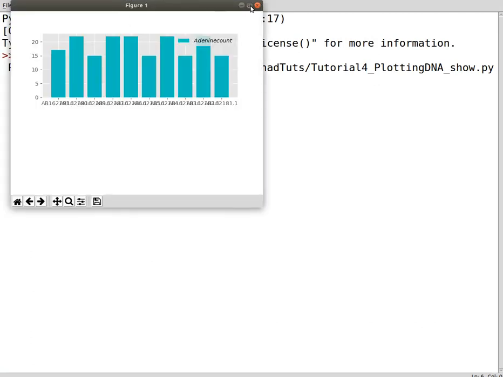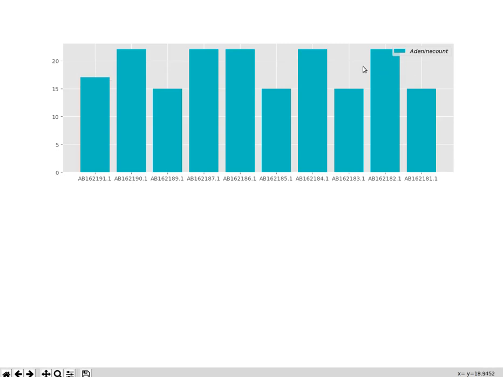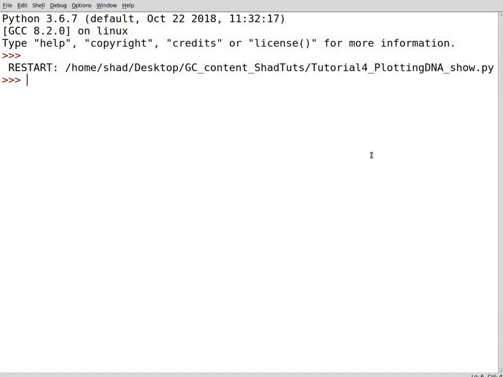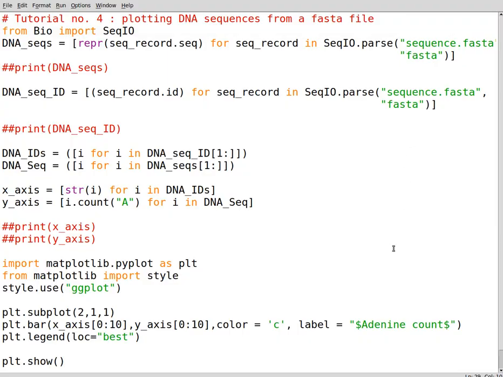Now, this is our chart. It contains the title of the DNA sequences, the accession codes, and the adenine count. The legend is here. Well, we could have written count instead of adenine count, because it's a long name. You don't need it this way.